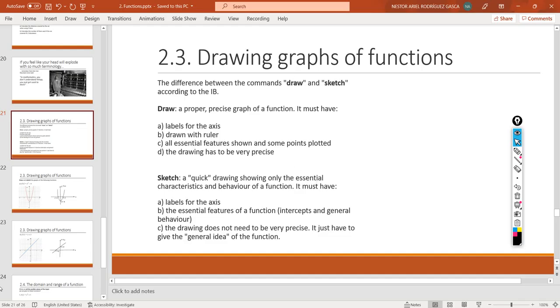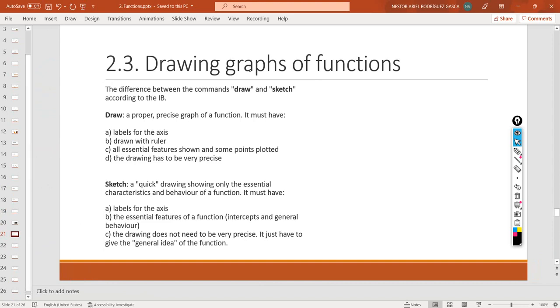Hello class, welcome to the lessons on 2.3 and 2.4. 2.3, drawing graphs of functions, and 2.4, the domain and range of a function.